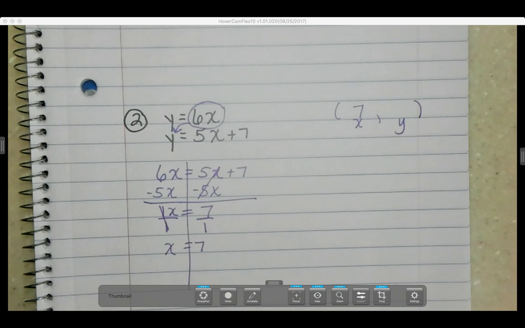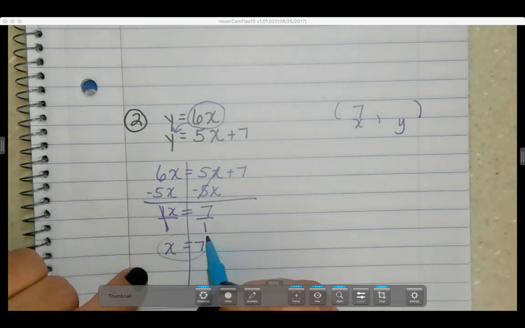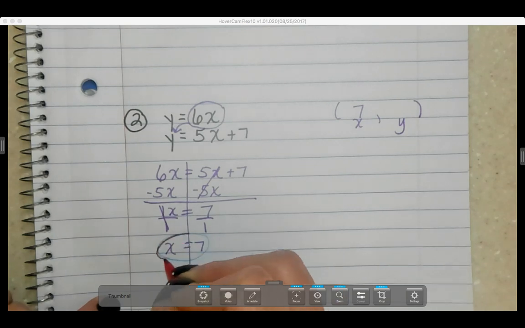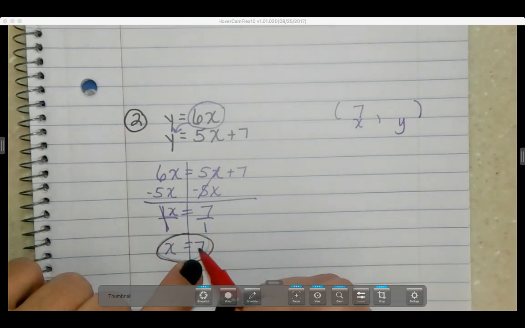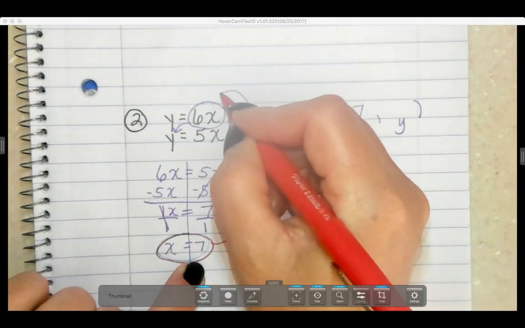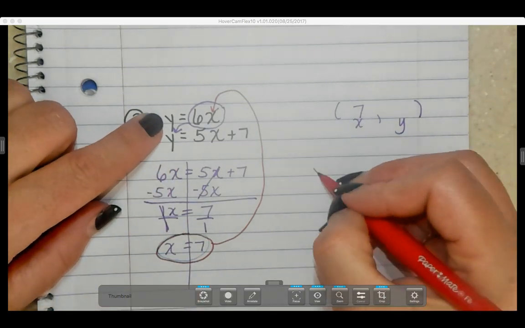Well, now, how do you suppose you figure out what y is? I hope you said substitution, because that's right. If now we know that x is 7, how come none of my markers are working very well? That's really annoying. Sorry. If we know that x is 7, guess what? Take that amount, and instead of x, you're going to put a 7 way back up there.